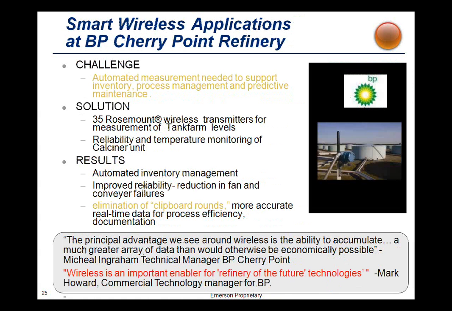Here, BP, talking about the refinery of the future. One of the companies who's embraced this technology throughout the world, and in Australia and New Zealand, embracing this technology throughout tank farms. And we'll talk a little bit about the application there towards the end of the presentation.